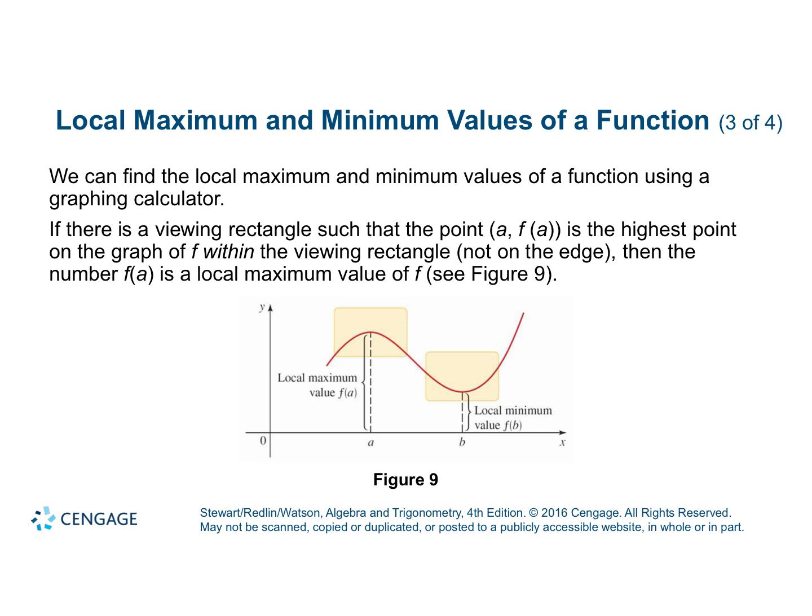Local maximum and minimum values of a function. So we can find the local maximum and minimum values of a function using a graphing calculator. If there is a viewing rectangle such that the point a, f of a is the highest point on the graph of f within the viewing rectangle, not on the edge, then the number f of a is a local maximum value of f. So again, this is showing you the local maximum and the local minimum based on the highest point of that curve and the lowest point of that curve. This curve technically keeps going on forever. The arrow just didn't show up when we brought this into PowerPoint.